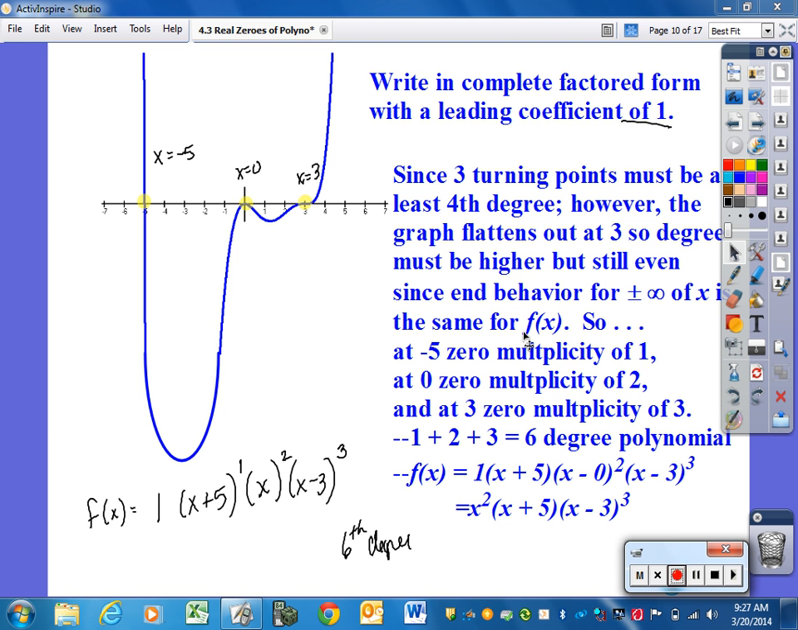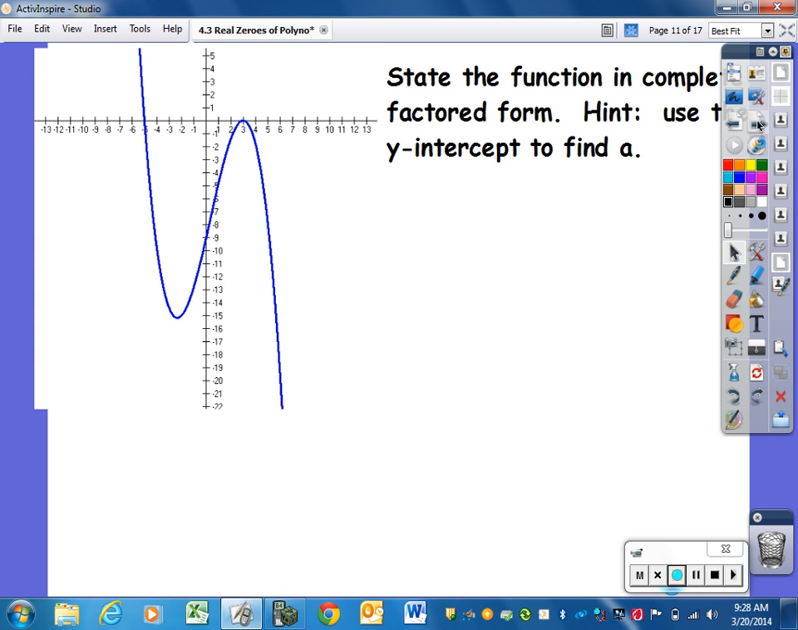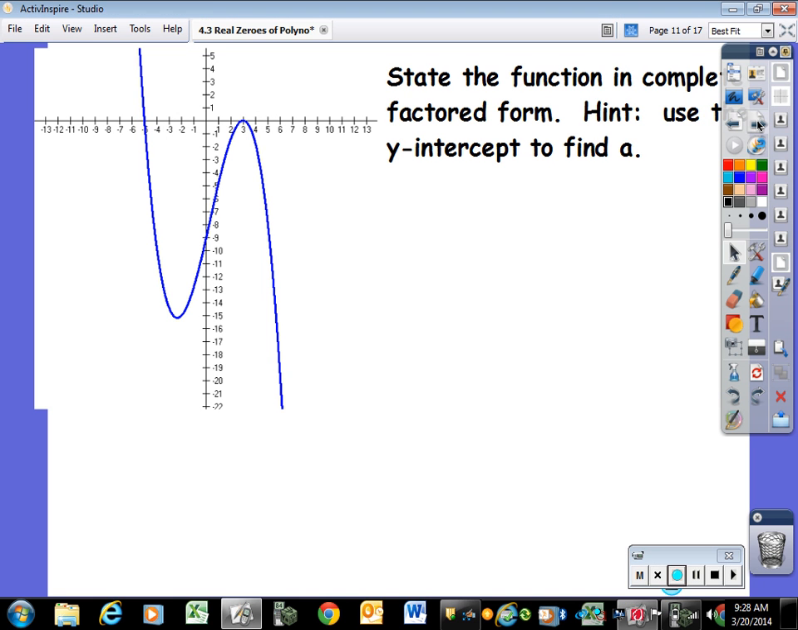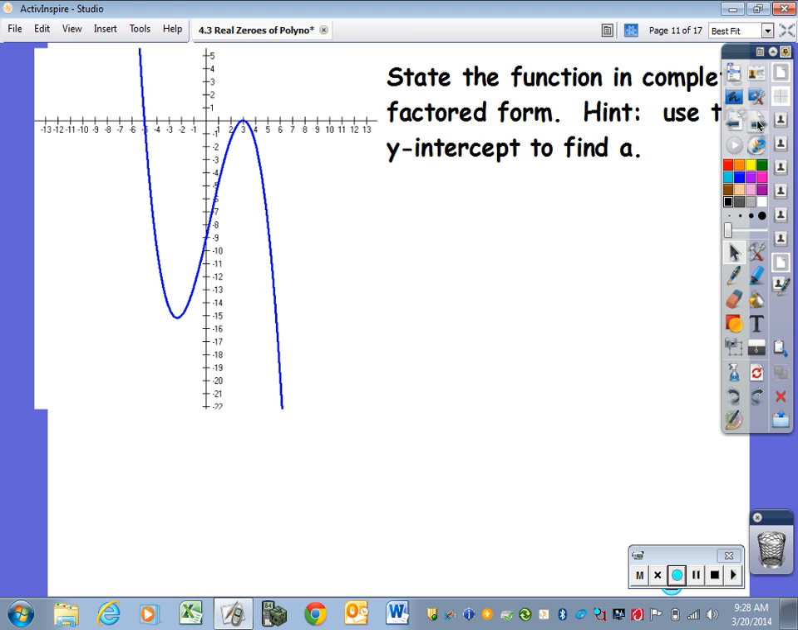And I have just a couple more problems to show you. And tomorrow will be all work day. I'm getting my calculator up here too. Okay, let's see. All right, let's try one more.